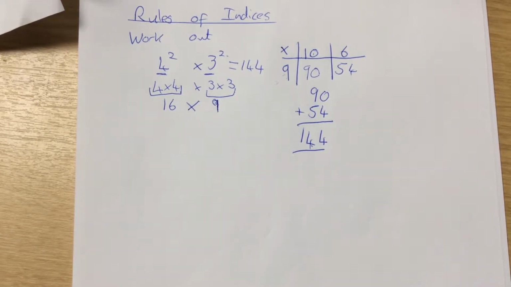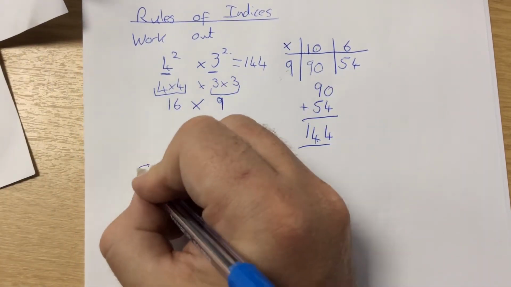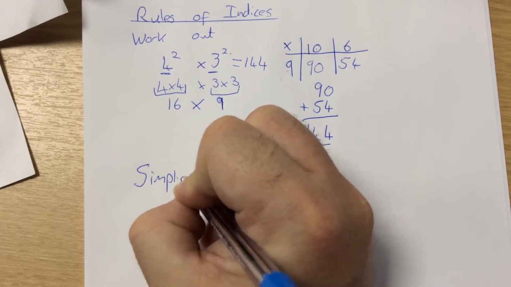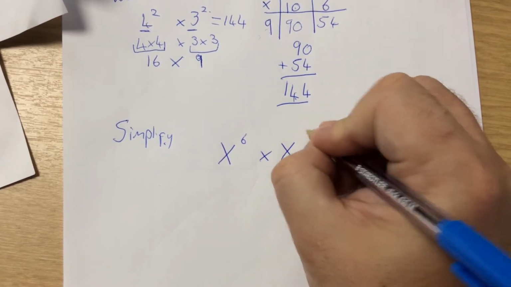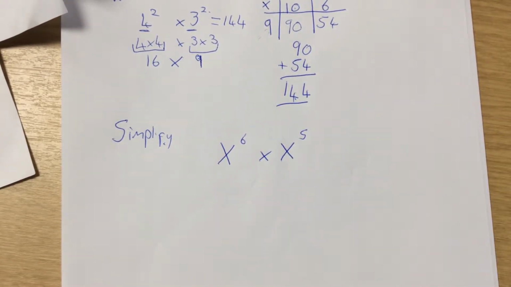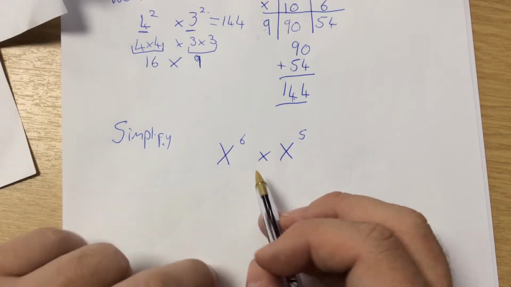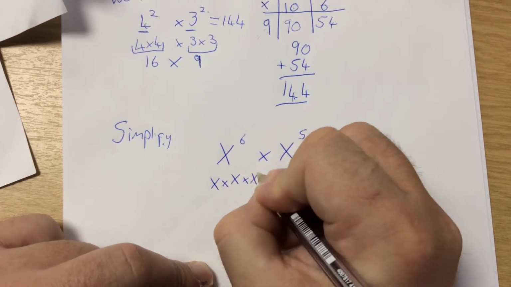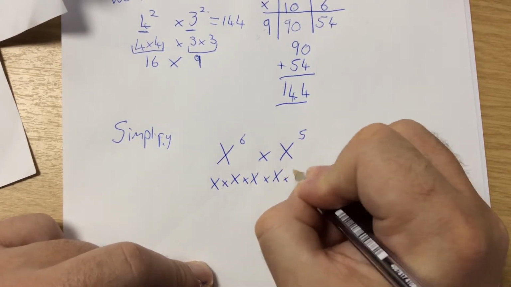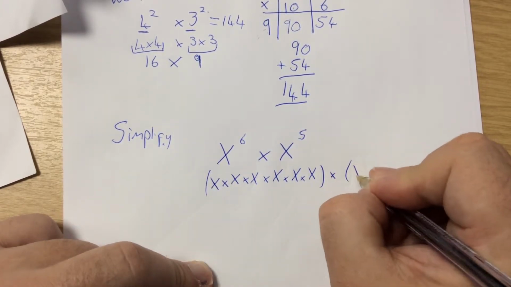Right, the next type is where they ask you things like this. Simplify. When they say to simplify, they could give you a question that looks like x to the 6 times x to the 5. Because they've got the same base now, they're both the same letter. x to the 6 means you've got 6 x's multiplied by each other, and then you're multiplying that by 5 more x's.